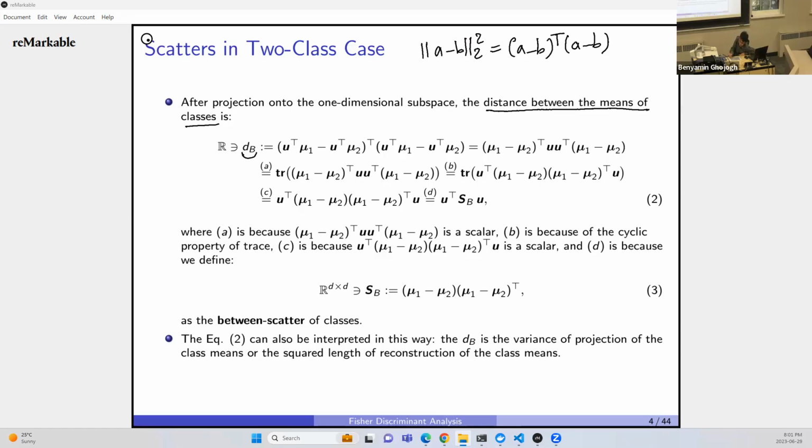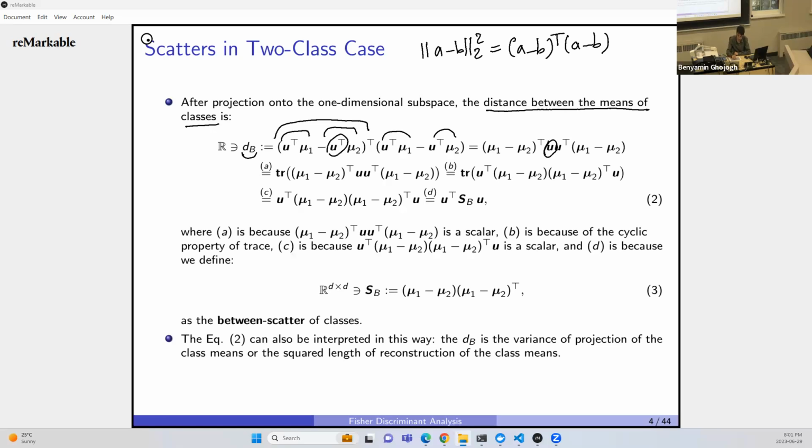So let me calculate the squared Euclidean distance between the projected means of the classes, U transpose mu_1 and U transpose mu_2. Okay, so I have these. Now, do you agree that I can factor out U? Here I can left factor out U, but because of the transpose, it becomes right.